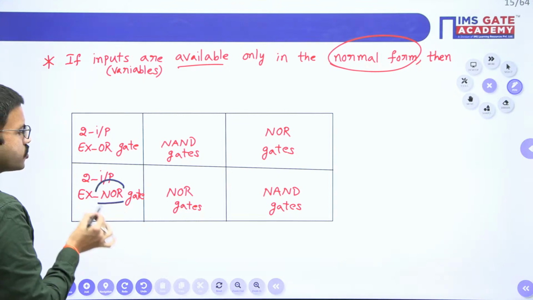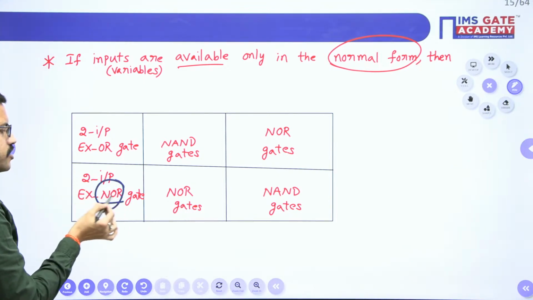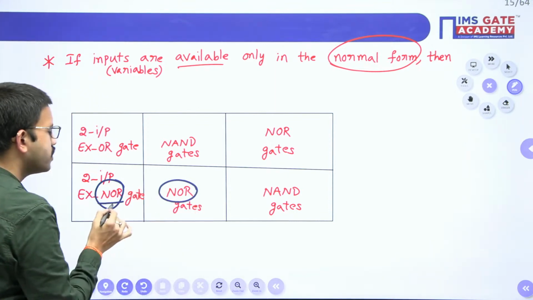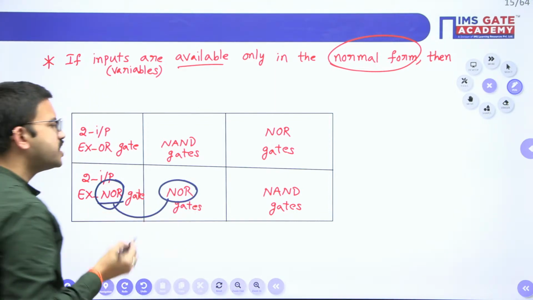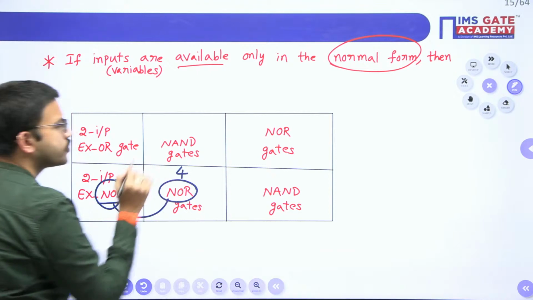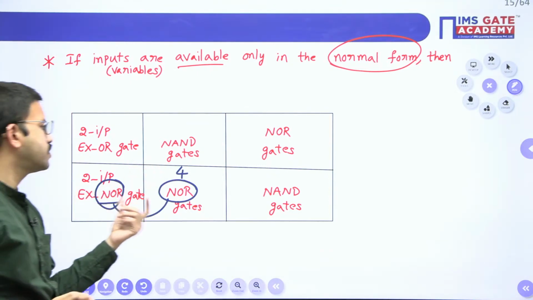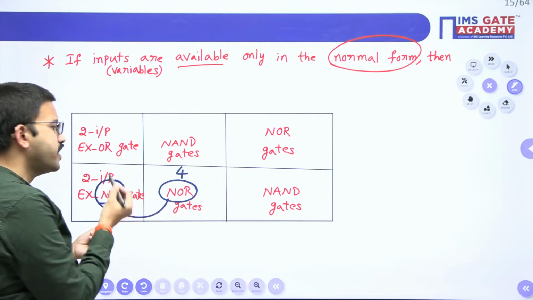Here you have the XNOR gate. In this XNOR gate, you have the term NOR, and here also you have NOR, the same term, right? So just remember, for this the answer is 4. This is the one simple logic: here NOR is there, here also NOR is there.